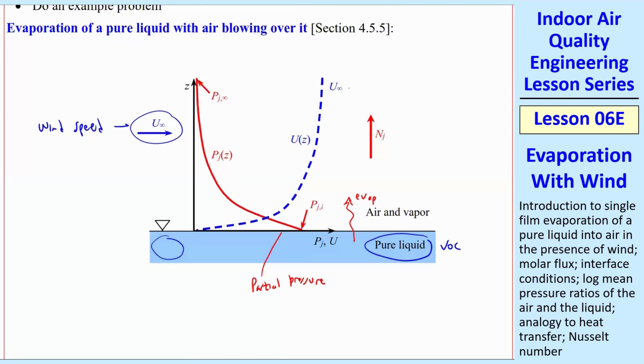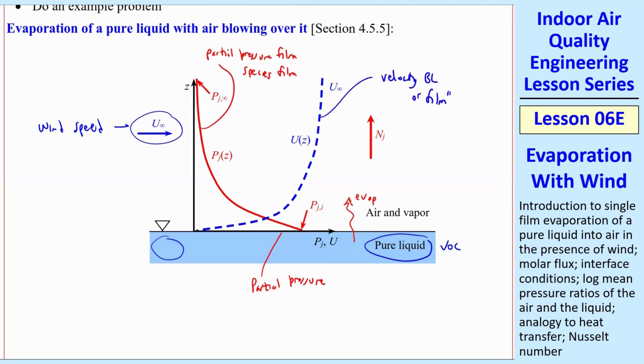There are two what heat transfer people call films and what fluid mechanics people call boundary layers. This would be a species boundary layer, or in this case, partial pressure film or boundary layer, or a species film. And then the blue one, of course, is what we're used to in fluid mechanics, a velocity boundary layer or film. I'm a fluid mechanics guy, so I don't really like the word film, but that's what they do in heat transfer. And as we'll see, this will be very similar to heat transfer because of the Reynolds analogy.